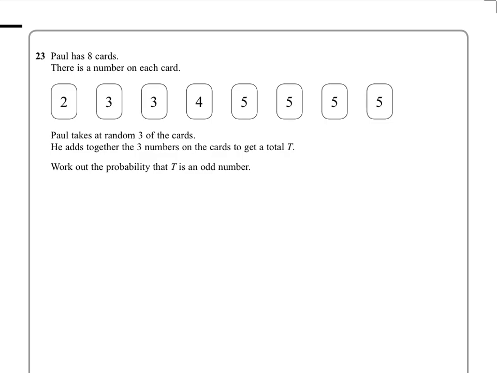Well, in this question it says Paul takes at random 3 of the cards, he adds together the three numbers on the cards to get a total. Work out the probability that that total is an odd number. Well, if you have three cards, the only way of getting an odd number, I would say, would be the following. I guess you could have an even, even, odd, or an odd, even, even, or even, odd, even. And then, yeah, odd, odd, and odd.